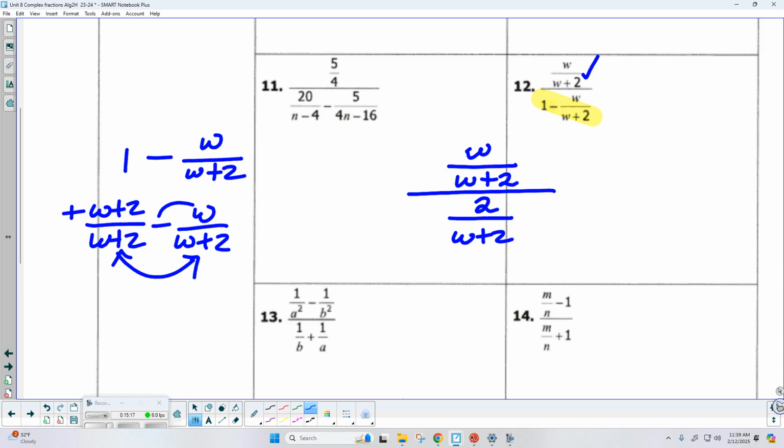Okay. So let's see what we got here. So this is w over w plus 2 times, then we're going to flip it, w plus 2 over 2. Does anything cancel? The w plus 2's. So the only answer is w over 2.